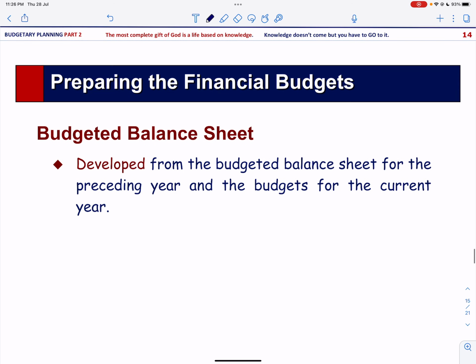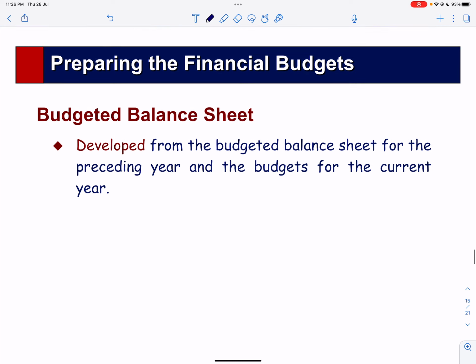A budgeted balance sheet is a financial document that presents the estimated value of a startup's assets, liabilities, and equity in the foreseeable future. Let us solve some exercises.